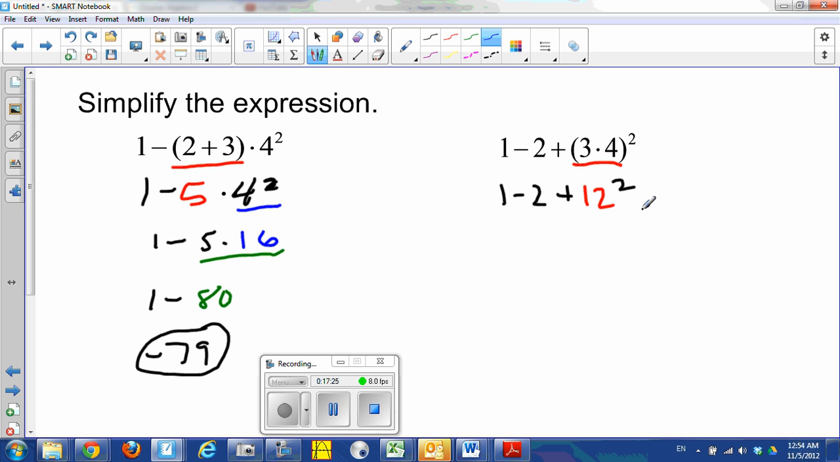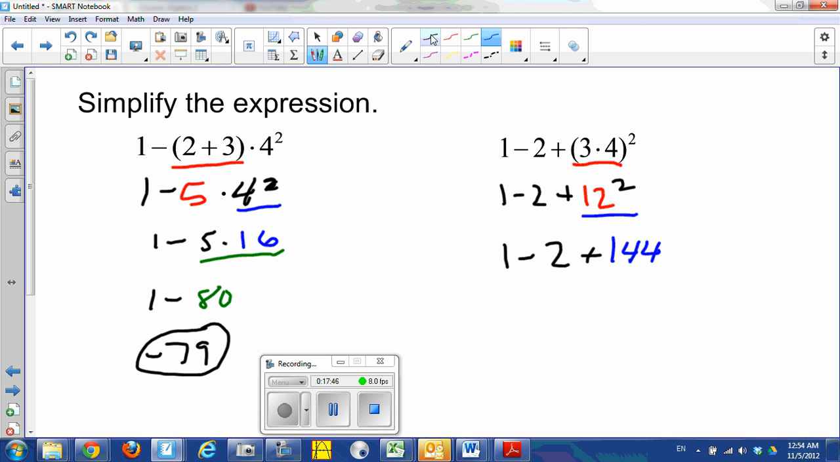Next, the exponent does its duty. So we have 1 minus 2 plus 12 squared is 144. Then we just go in order from left to right, because all that's left is addition and subtraction.